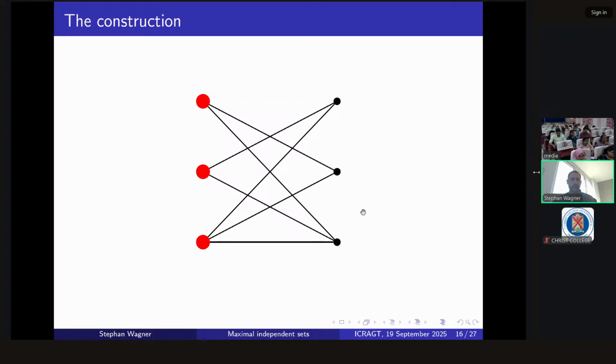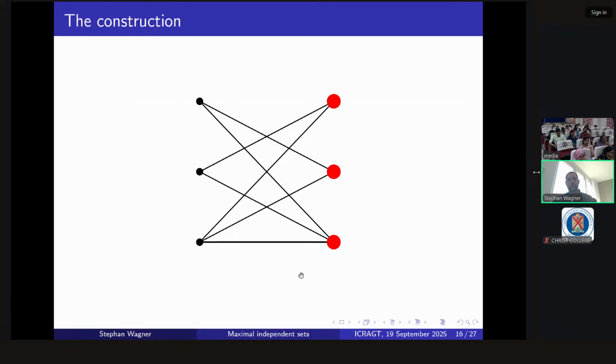Right. So you can check that this is indeed twin-free. No two vertices have the same neighborhood. And there are, as it turns out, 4 different maximal independent sets. One here is the set of 3 indicated in red here. The other one is just the vertices on the other side. They form a maximal independent set. And then there are 2 more.